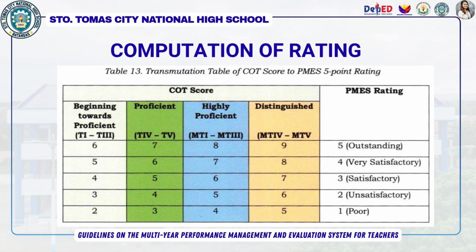Your raw COT score from the classroom observation is not the final PMES rating. It's transmuted based on your career stage. A score of 6 is outstanding for a teacher 1 to 3, but a score of 8 is needed for a master teacher 1 to 3 to be outstanding. This ensures that the standards are appropriate to the career stage. A proficient teacher is held to a higher standard than a beginning teacher, which is only fair and developmental.